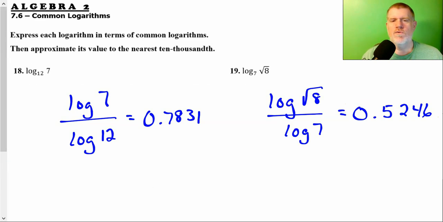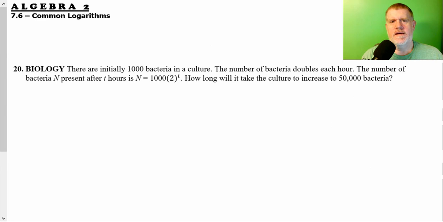I'm going to leave you with one last problem, and we're going to use logs to figure this out. 1,000 bacteria in a culture doubles every hour. Here's the formula. Now, we figured out that formula before, earlier in the chapter. 1,000 to start with, doubling, so there's the 2. We want to know when it gets to 50,000. Now we're solving this equation.